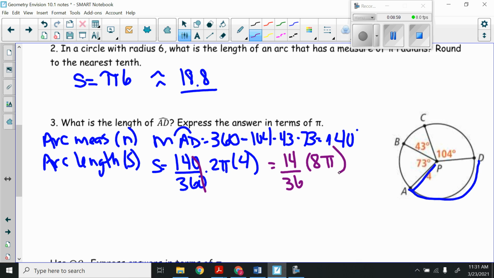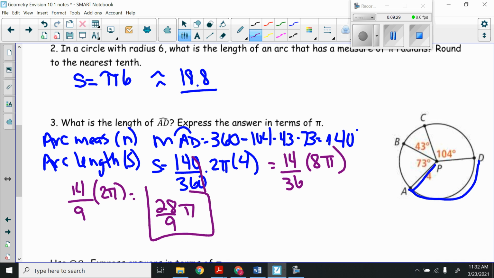So I'm going to look to see what these have in common. 8 and 36, what's the biggest number that 8 and 36 have in common? They both have a 4 in common. So if I take a 4 out of 8 and 36, I still have the 14. 4 goes into 36 9 times. 4 goes into 8 twice, so 2 pi on top. Now if I multiply 14 times 2, I get 28 over 9 pi. So that is my answer. Anytime they ask me in terms of pi, that means no decimals.